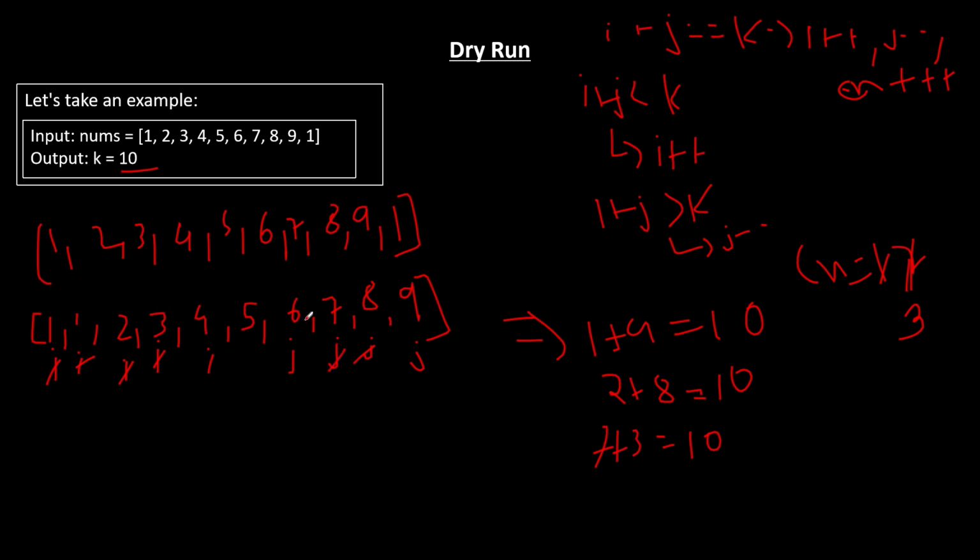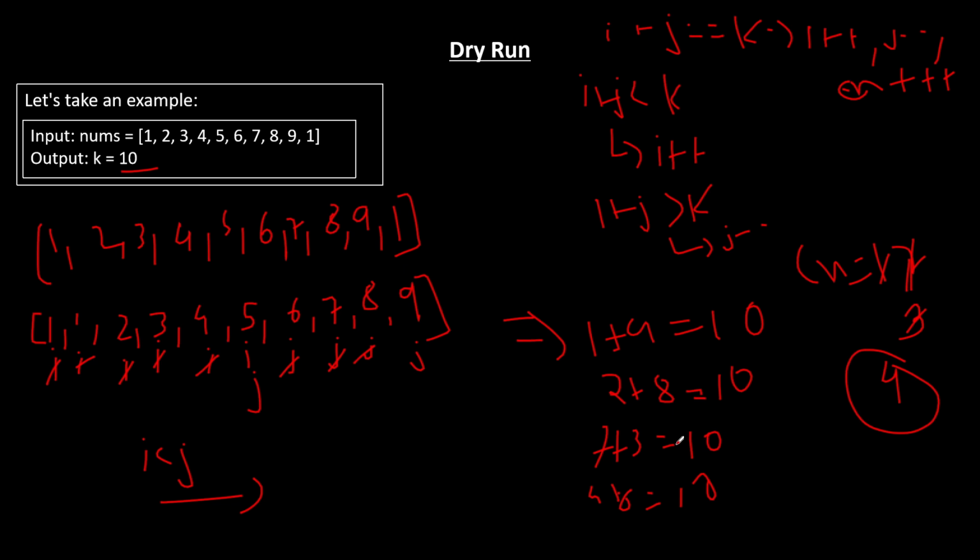Again, in this case, we are getting 4 plus 6 equals 10. So our count becomes 4. We increment both. i comes here, and since j also comes here, it falsifies the condition of i less than j, and we return count. So our output becomes 4. So I hope you understood the dry run.